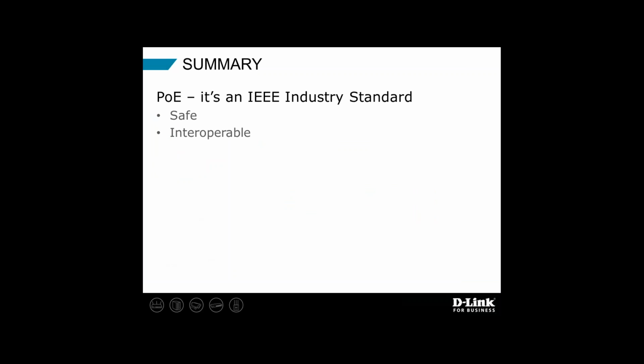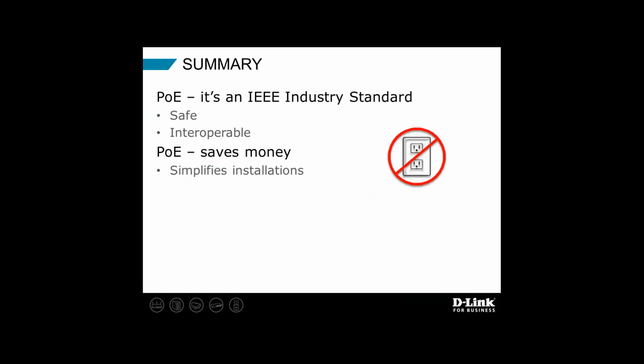We talked about power over Ethernet. It's an industry standard. To me, the two primary benefits of industry standards are safety and interoperability. We talked about the benefits of POE. It saves money, no need to hire electricians and worry about AC wall outlets. So it really simplifies installations.